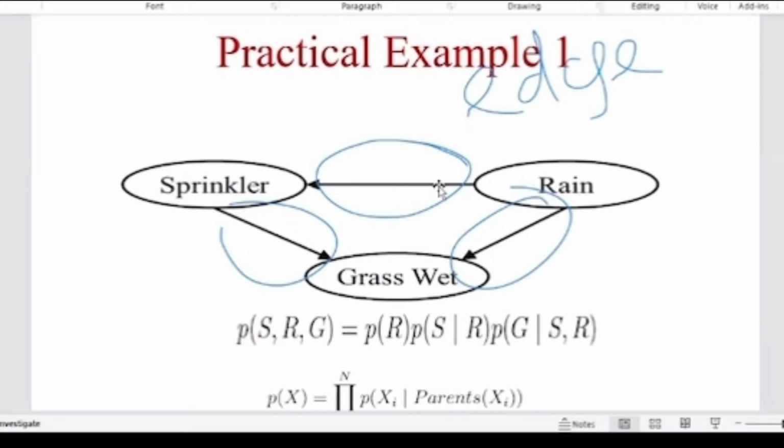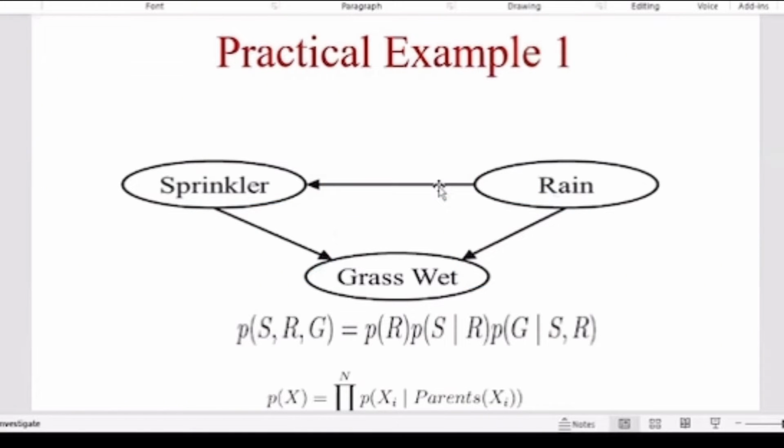Now, we got three nodes here, indicating we got three random variables. I need you to take a look at it. Rain does not have a parent according to this structure. Sprinkler has a parent, and the parent of sprinkler is rain. And grass wet has two parents. What are the two parents? Sprinkler and rain.